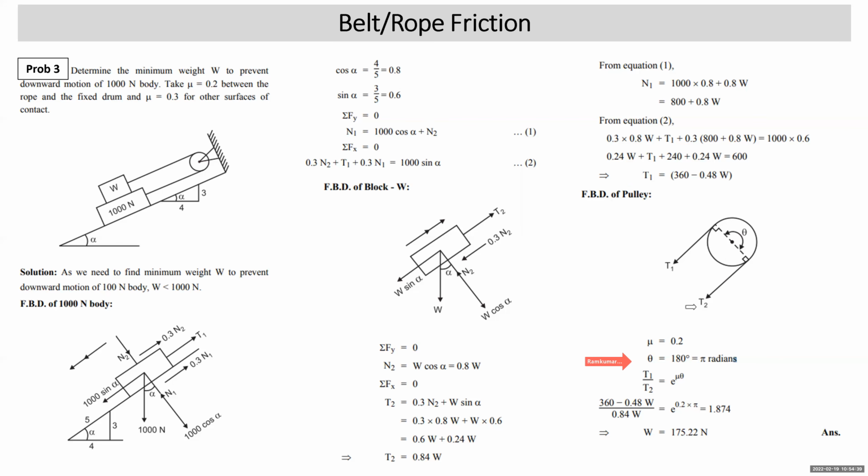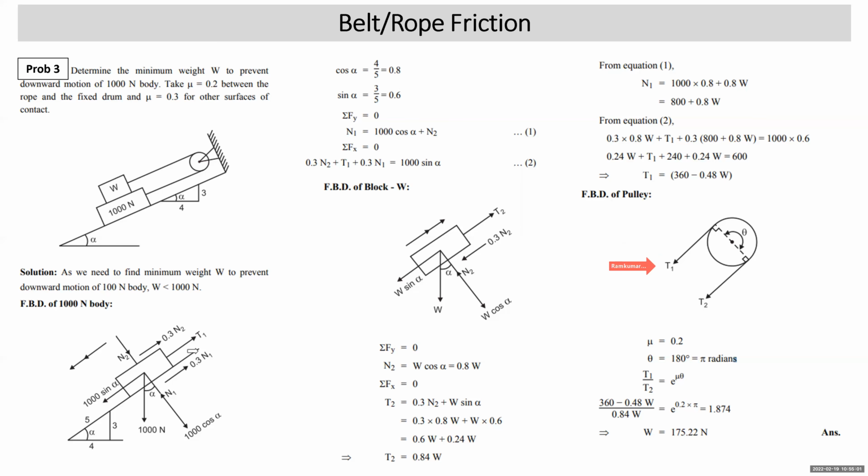There is a mistake in the FBD. The tension on this side is T1 actually. This is T1 and this is T2. Anyway, T1 upon T2 is e raised to mu theta. This is a slight printing error. This side has to be T1 and this side has to be T2.